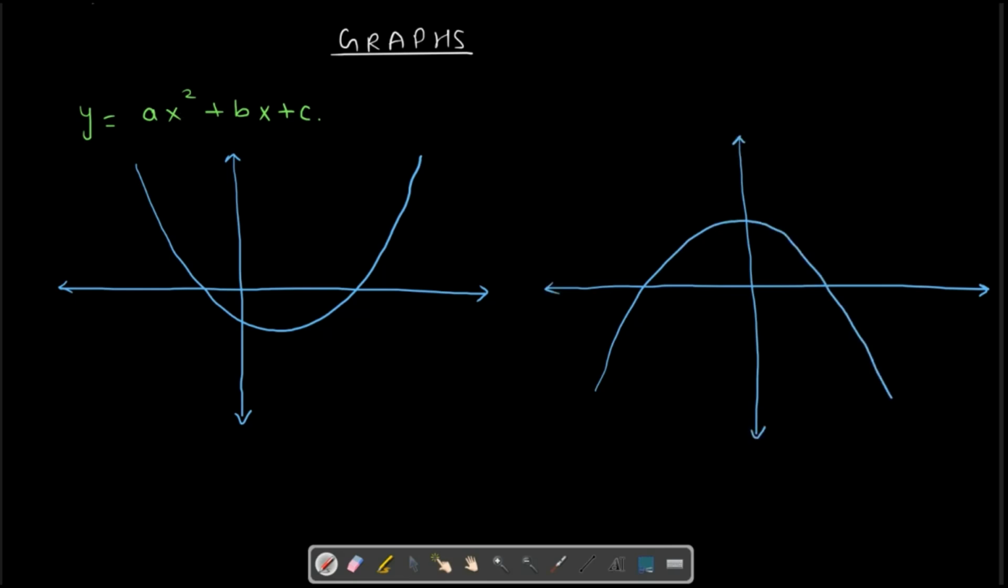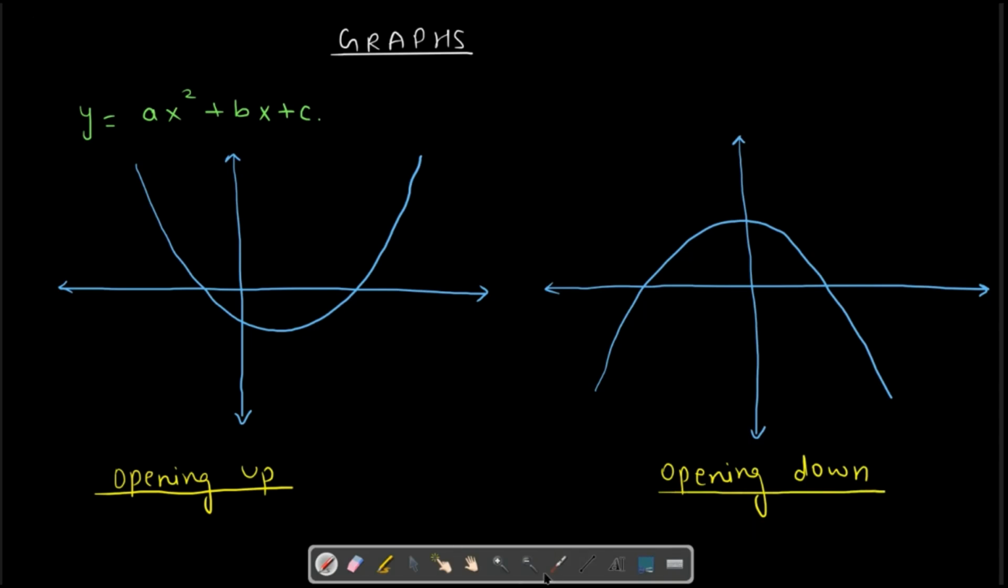Now the behavior as in this one is called opening up, because definitely the cup is opening up, and this is called opening down because the cup is opening downwards. How to know whether the given quadratic equation, when graphed, will open up or down?